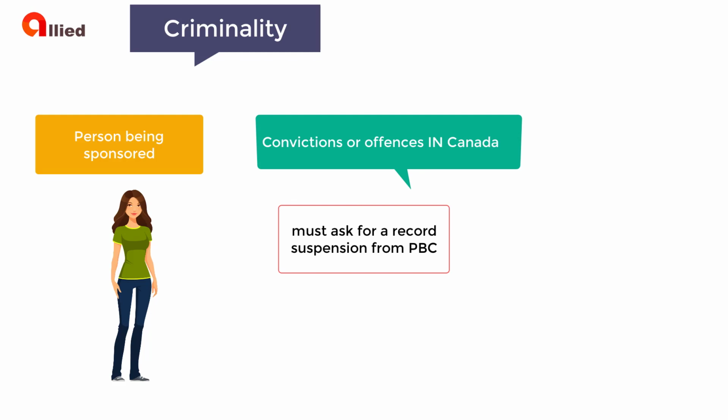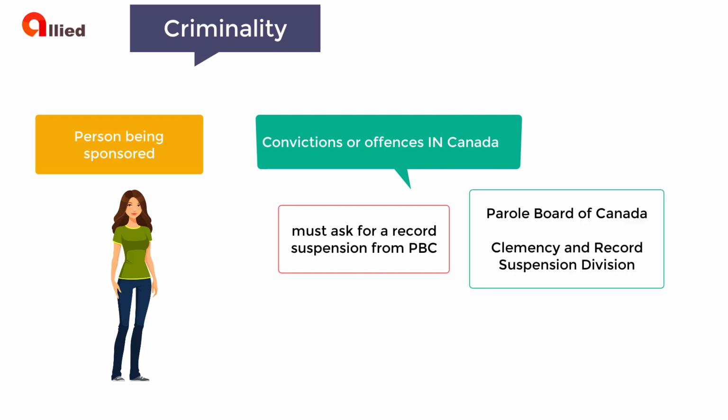Convictions or offenses in Canada. If the person has a criminal conviction in Canada, they must ask for a record suspension, formerly a pardon, from the Parole Board of Canada before becoming admissible to Canada. You should not submit the sponsorship application until the sponsored person has his or her record suspension. You can ask for a record suspension application guide, or for more information from Parole Board of Canada, Clemency and Record Suspension Division.